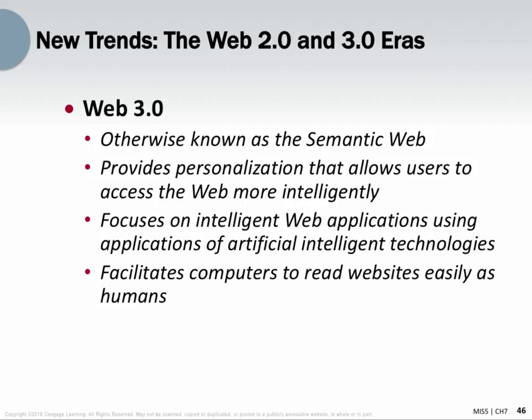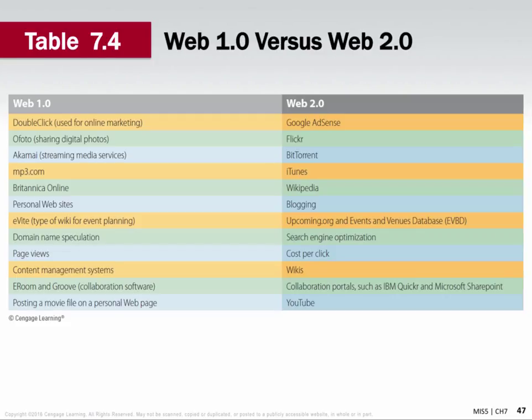And it helps you better interact with the computer that you're using. Okay. So let's do a little comparison. Web 1.0 to 2.0. Some things that make sense is we went from personal websites to blogging, which is very interesting. From a business perspective, we went from kind of double clicking to AdSense, where the ads are served up based on the page. We went from content management systems. We still use these to a limited degree to kind of wikis, which are more interactive. And we went from posting a movie on our personal webpage to posting it on YouTube.